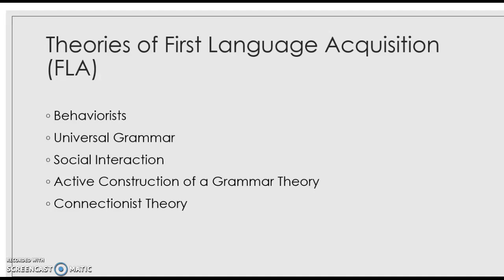The active construction of a grammar theory says that children develop their own theory, or their own rules, of grammar. So children listen, they notice patterns, and then they think about or develop rules about why those patterns are there in speech. And then they take that, and as they grow, they modify those rules as they listen to more complex things. They are more capable of more complex thought.